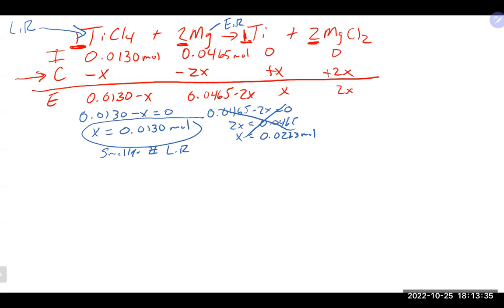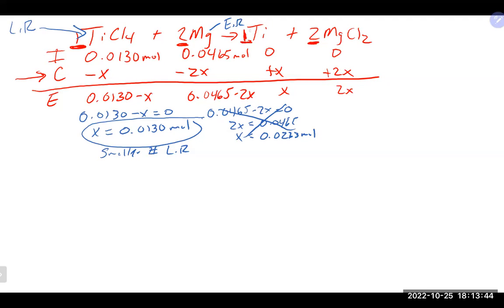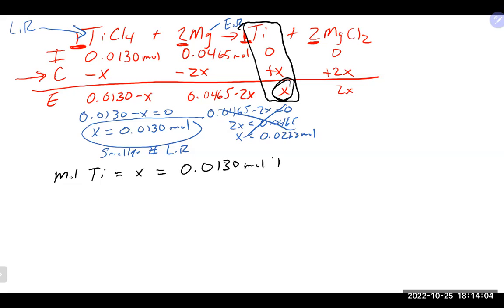This is obviously not the answer, but it allows us to get to the answer pretty quickly here. In this case, we are looking for Ti at the end. And if we look at Ti from our table, we can see at the end that it does equal x in this case. That means that the moles of Ti will equal x, which means it equals 0.0130 moles of Ti.